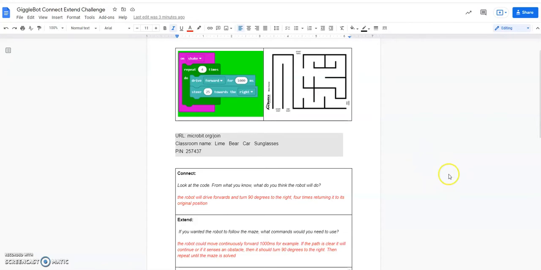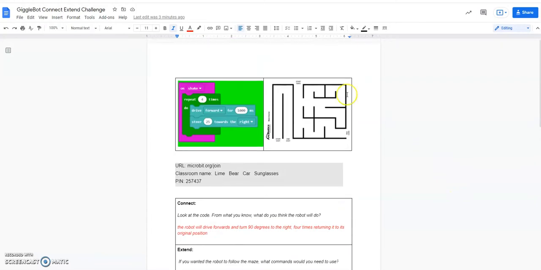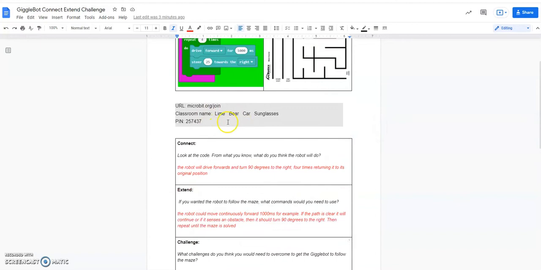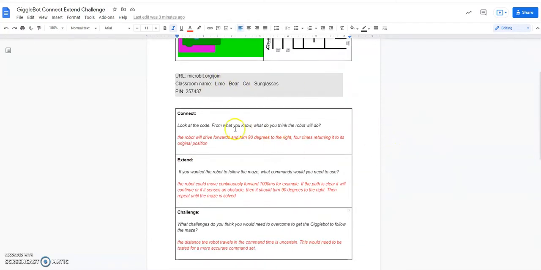If I set up a Google Doc, then I can set up this form, showing them some code, showing them the challenge. There's the microbit classroom where they can go and code what they're doing. But I'm asking them just to fill in this quick Connect, Extend, Challenge so that they think about what they already know and then extend that to try and solve the problem.